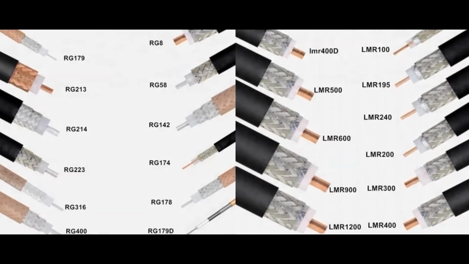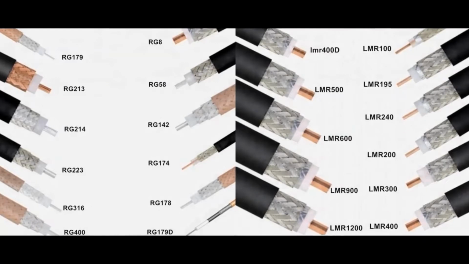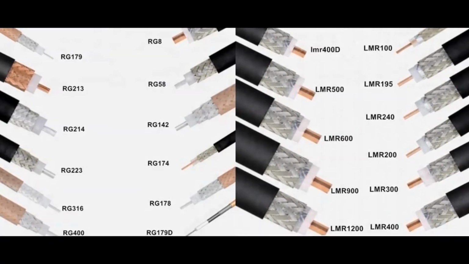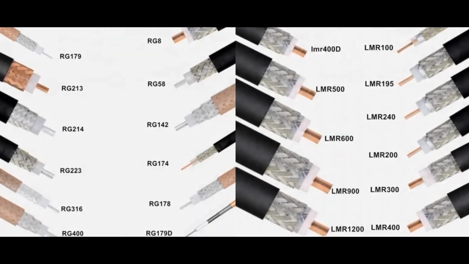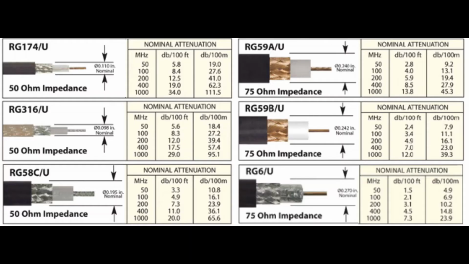The numbers associated with the RG and LMR earlier represented the diameter of the cable, but over time the numbers have stuck while the diameters have changed. Most LMR cables are 50 ohms, while the RG, which stands for radio guide, have both 50 ohm and 75 ohm cables. Now, the interesting part is why are there these two ohmic values for the cables?